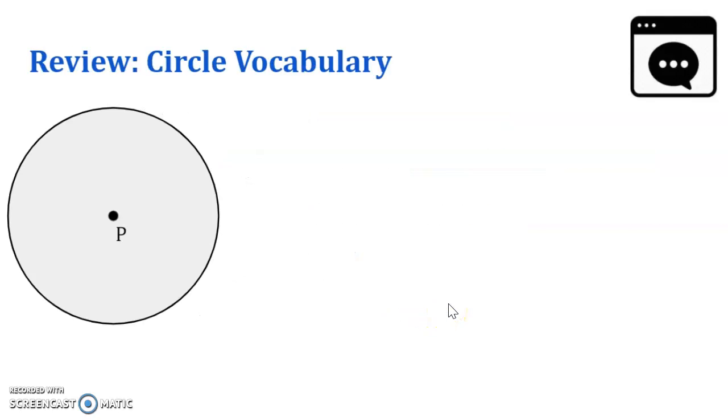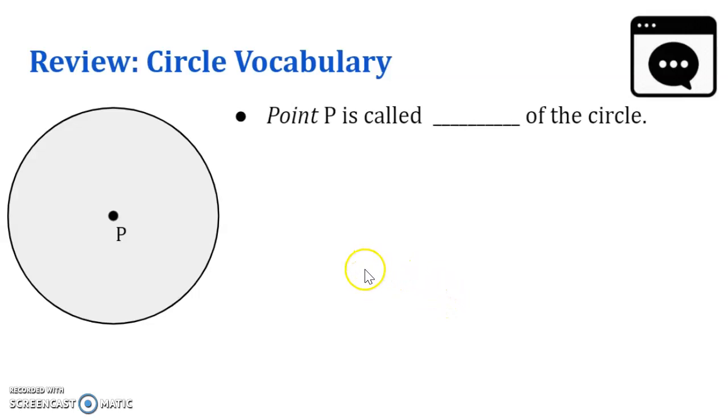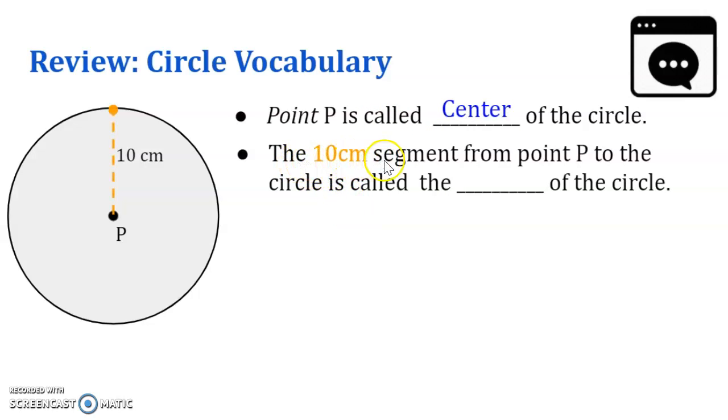So let's review some circle vocabulary. What do we call that point P? Point P is called what of a circle? Hopefully you're telling me center of the circle. The 10 centimeter segment from the point P to the circle is called the what of the circle? What do we call the distance from the center to the circle? There's a name for it, and that's called radius.